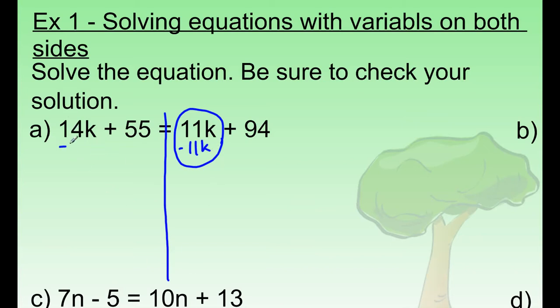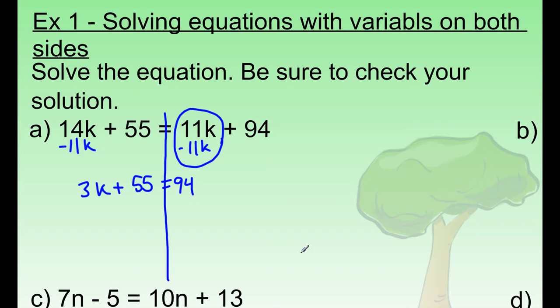And on the other side, so this 11k minus 11k is gone, that whole term. And I'm left with a 94, and I still have my 55, it's positive, and this math gives me 3k.